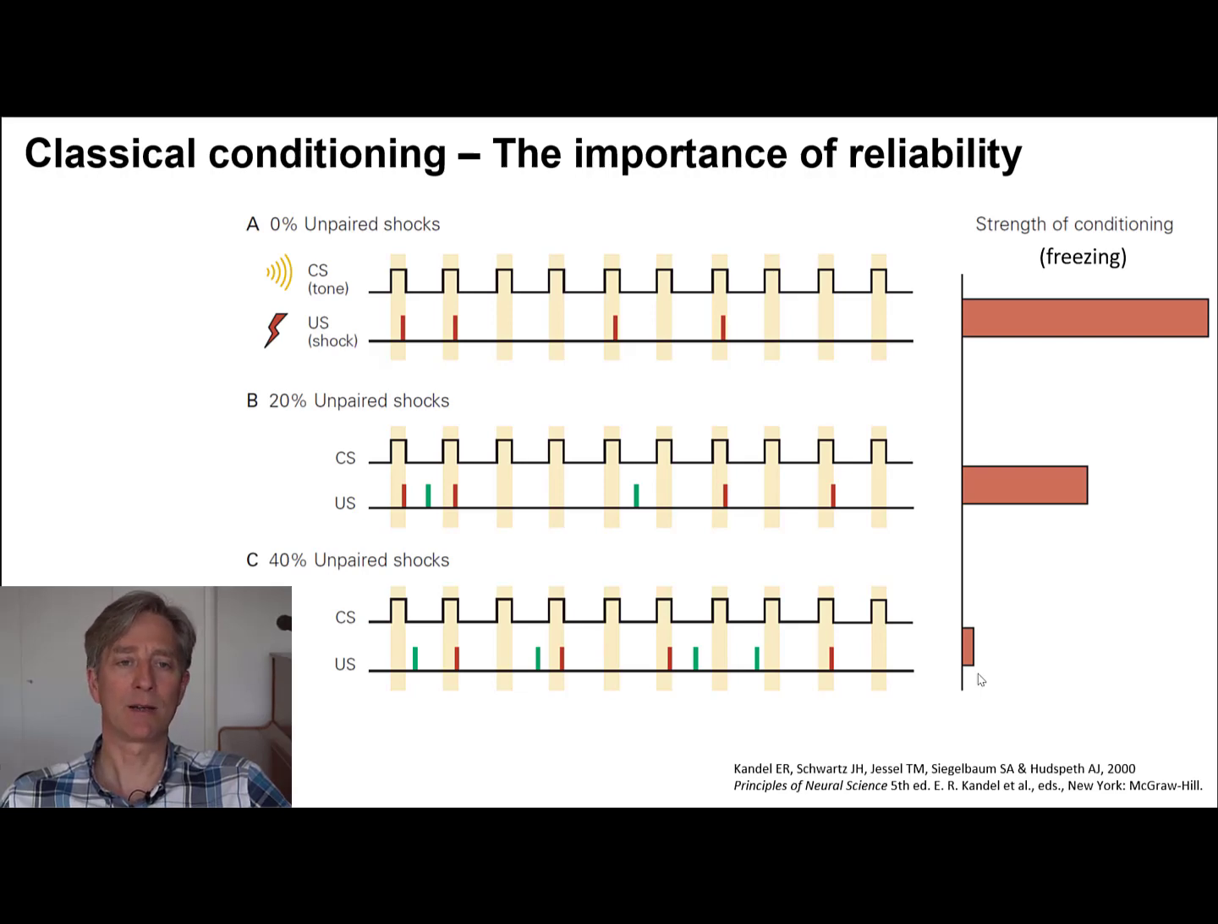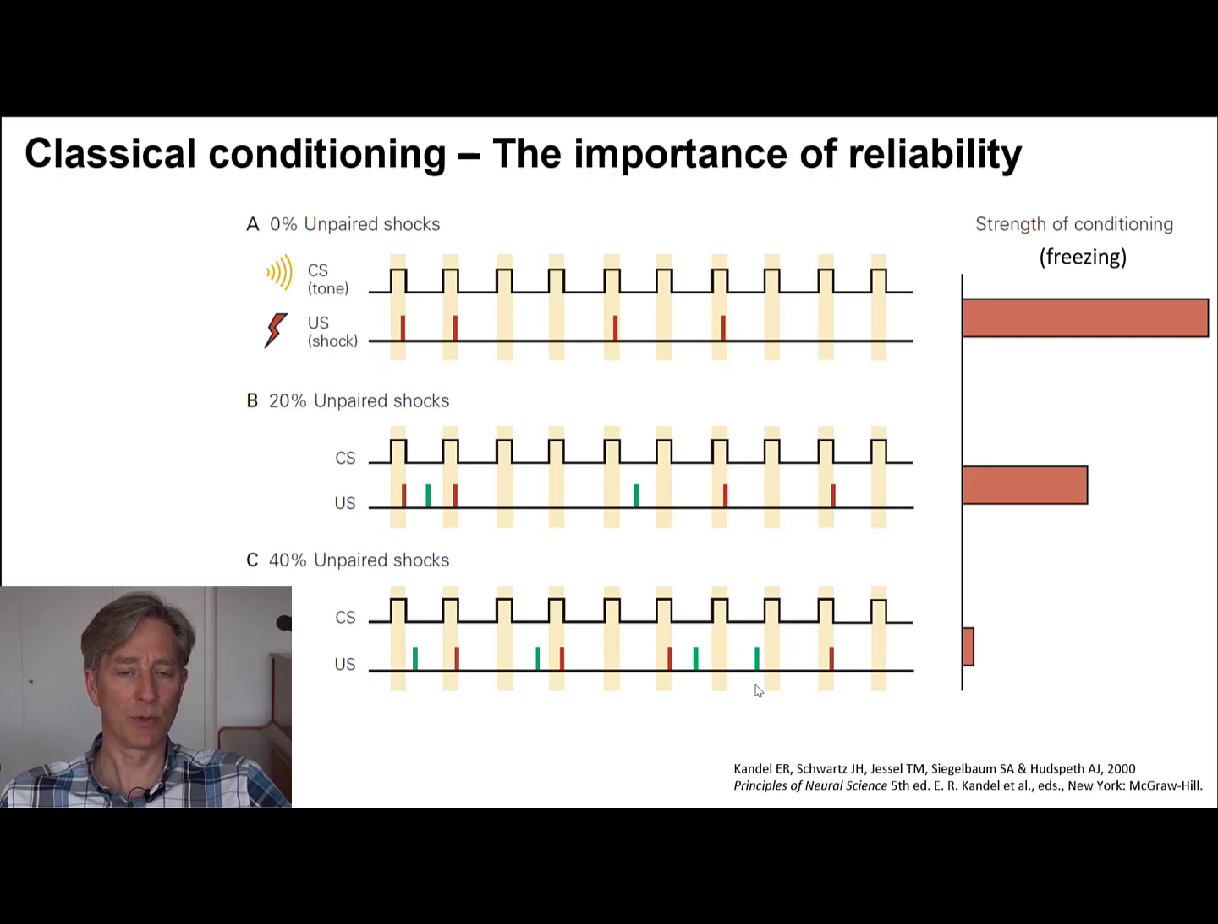So the reliability of the association is important, and what is particularly important is there should be few false negatives, right? Here, false positives is fine, but false negatives is not very conducive for this classical conditioning to occur.